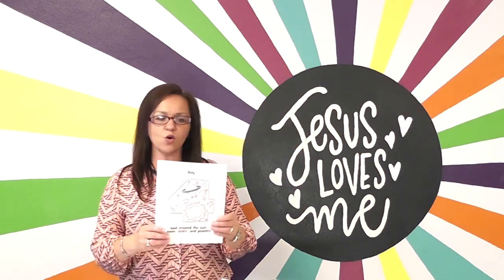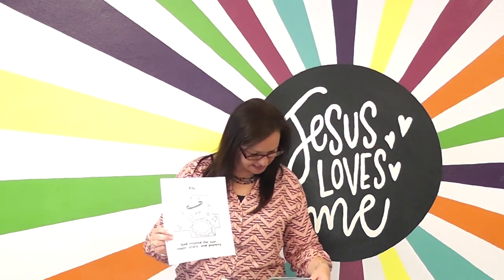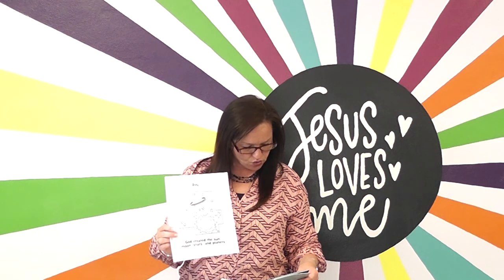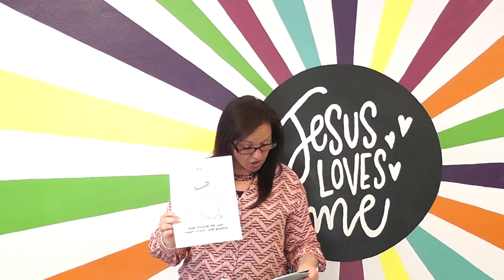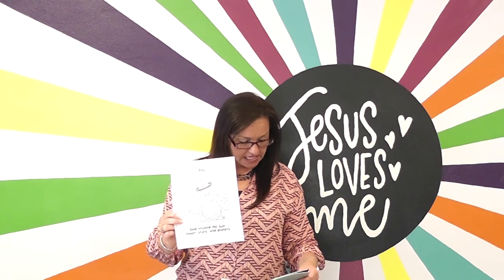All right, it's time for us to move on to day four of God's creation. What do you think God created on day four? Let's find out. We're going to read Genesis 1:16, okay? Genesis 1:16 says, God made two great lights, the larger one to govern the day and the smaller one to govern the night. He also made the stars.